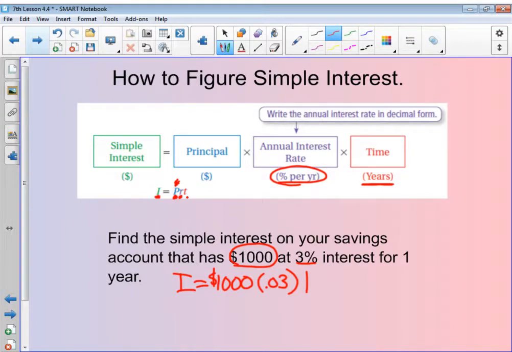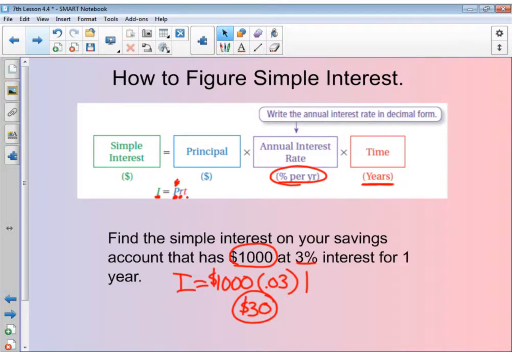So to figure out my interest, this is just how much money I'm getting paid for that $1,000. I'm going to go ahead and punch in 1,000 times 0.03 times 1. And when I do that, I get $30. So I am going to earn $30 on that $1,000. So at the end of 1 year, if I haven't taken any money out, I would have $1,030 in my account because the bank is going to pay me that $30 for borrowing and using my money. So that's working with simple interest, and we're going to be practicing this quite a bit throughout this whole activity and lesson.